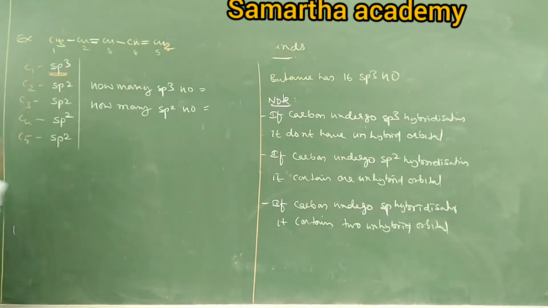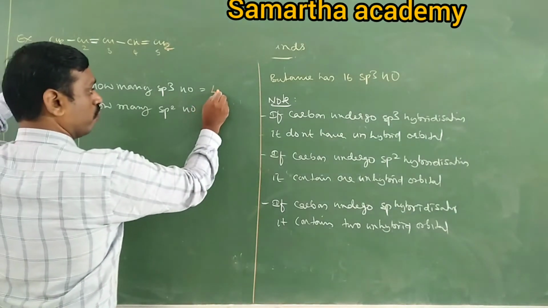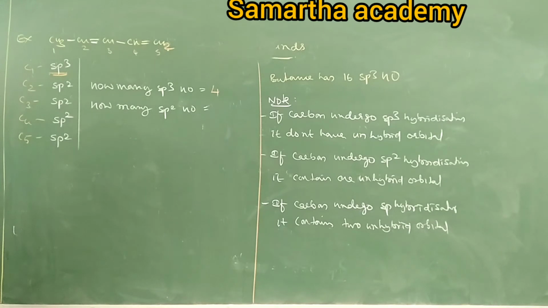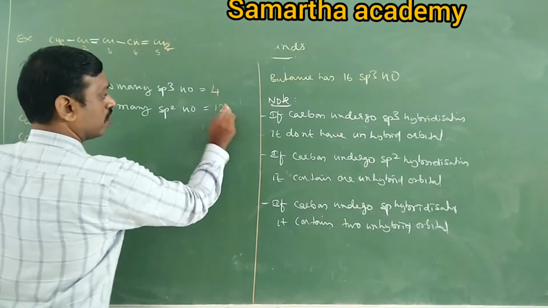Only one sp3 carbon, which means 4 sp3 hybrid orbitals. How many sp2? There are 4 sp2 carbons, and each carbon can form 3 sp2 orbitals. 3 times 4 is 12.